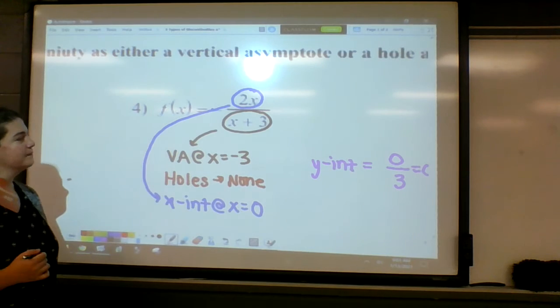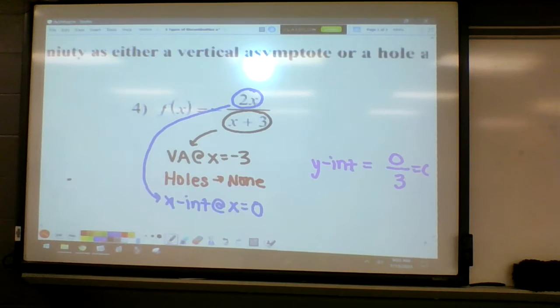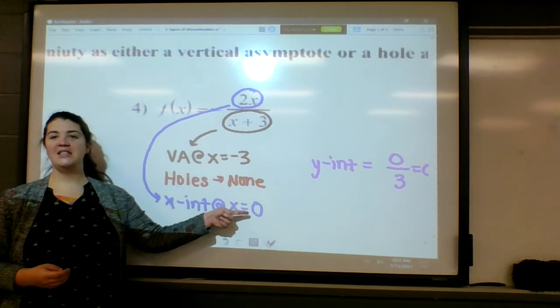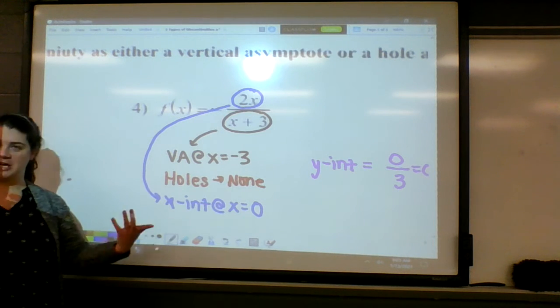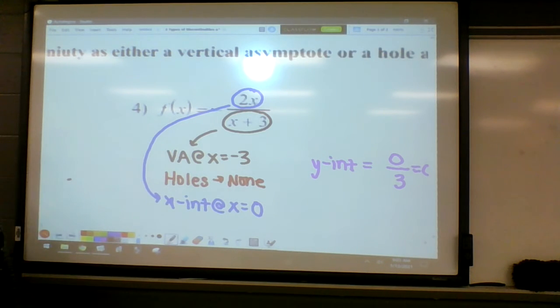Exactly. If your x-intercept is at 0, your y has to be at 0. So because you knew this, you could have just said, oh, hey, the y-intercept is also at 0. If not, though, if you don't remember that or you just don't recognize it, you can always just plug in 0.